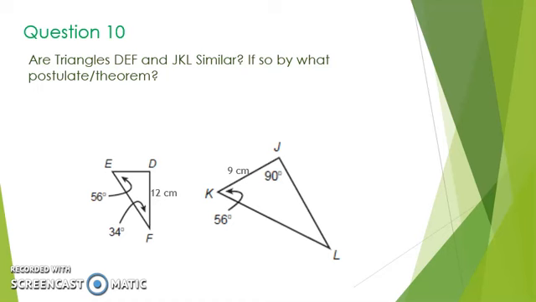Question number 10 and final question. Are triangles DEF and JKL similar? If so, by what postulate or theorem?